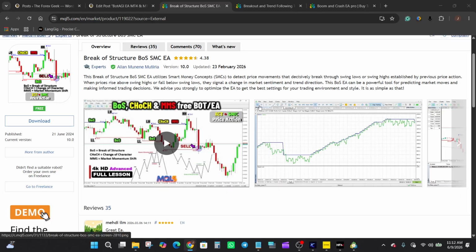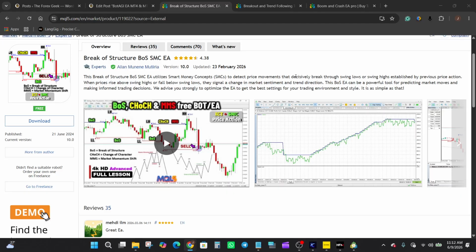Now, as I scroll through the description, the main idea being presented is fairly straightforward. The EA is built around identifying these structural breaks in price movement, where a breakout above a swing high or below a swing low is treated as a signal that market sentiment may be changing. The developer emphasizes that this concept can be used to help guide trading decisions based on observed price structure.